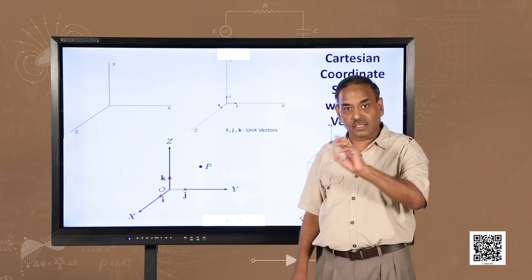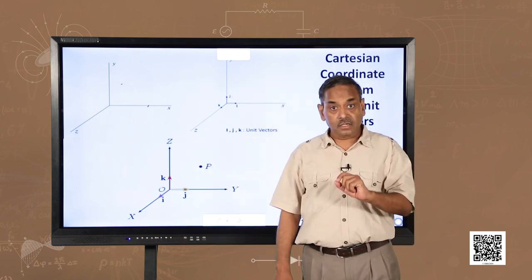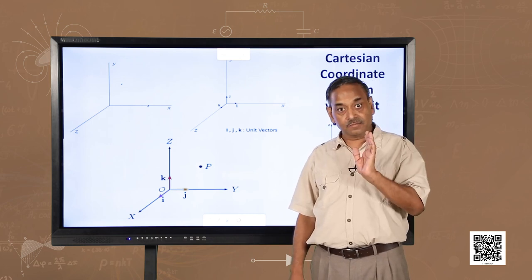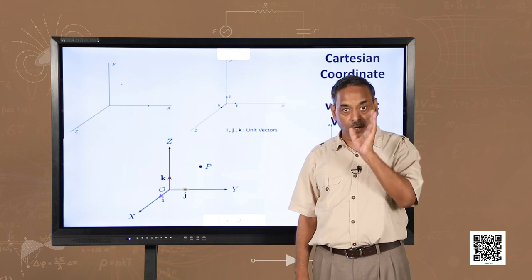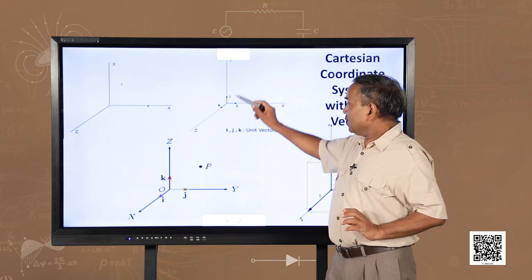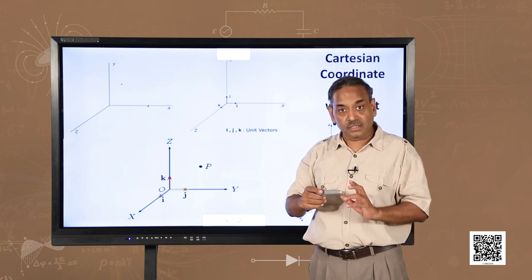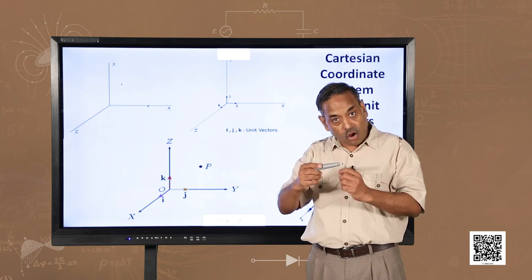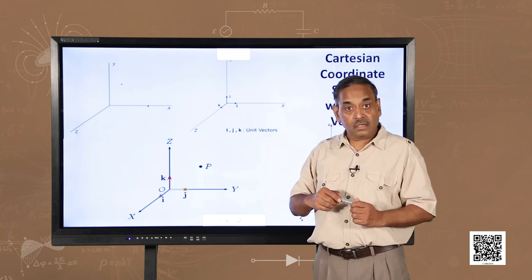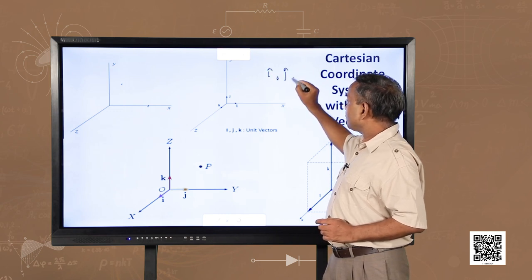Now, let us define three unit vectors along the x, y and z axes. A unit vector along the x axis means the vector which is along the x axis and whose magnitude is unity, means 1. So look at this, the i vector is like this. Similarly, I have defined the vector j, the vector along the y axis having magnitude 1. Similarly, the k unit vector. In some books you may find it written like this, i, j, k with a cap.